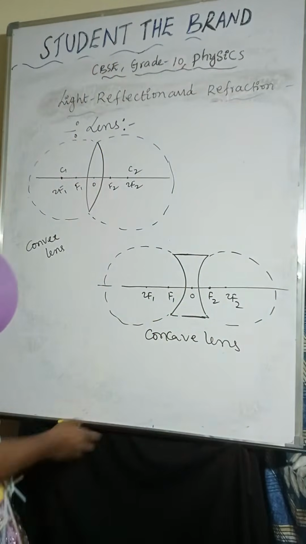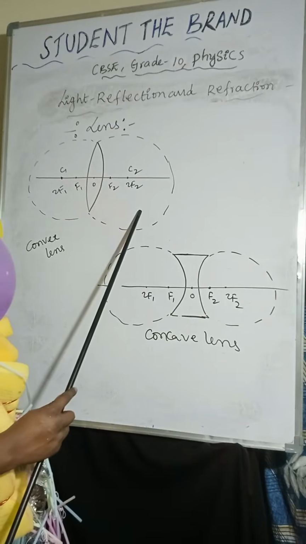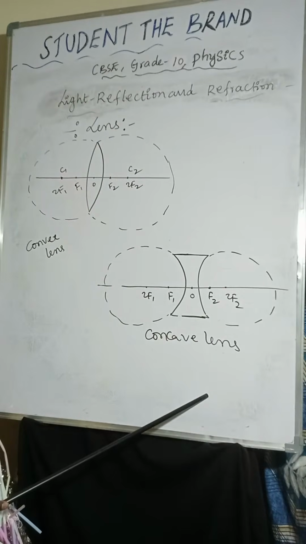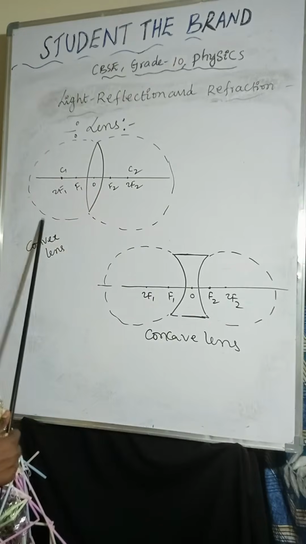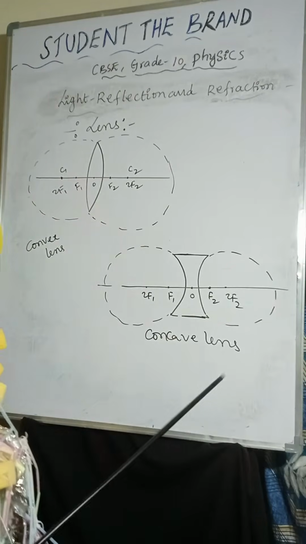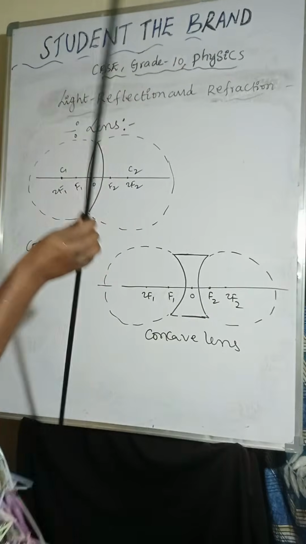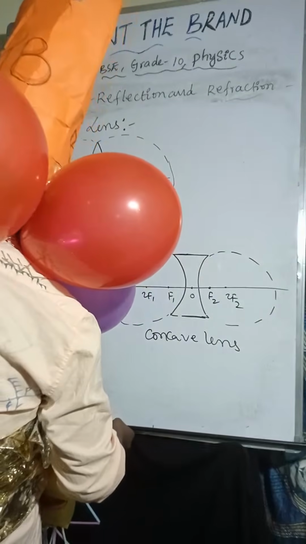So here we can say convex lens is also known as converging lens, whereas concave lens is also known as diverging lens. So why we are saying convex lens is a converging lens and concave lens is a diverging lens? Because whenever light rays are incidenting on it, those light rays will be converged.